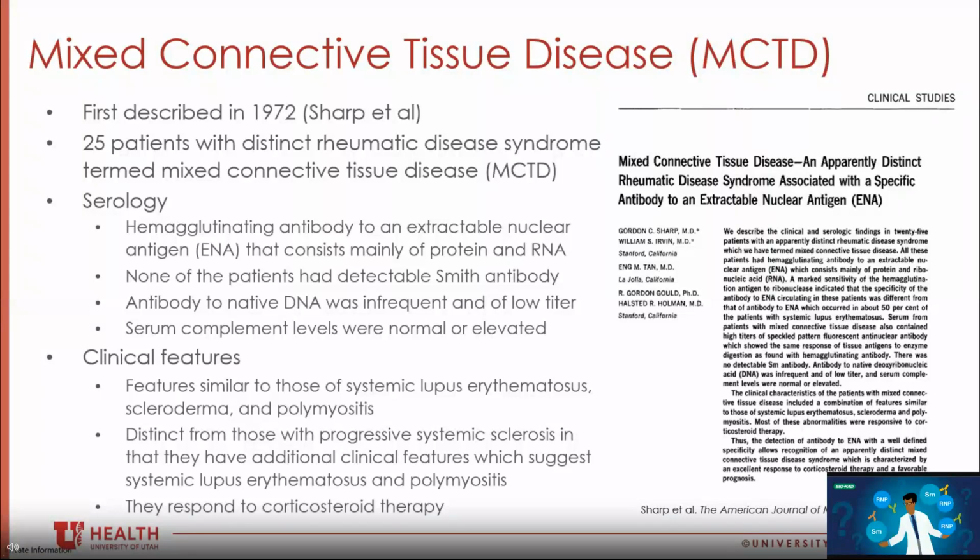Patients had high titer ANA with a speckled pattern, but none of them had detectable Smith antibodies, and antibodies to native double-stranded DNA were rare and of a low titer when present. Complement levels were elevated or normal in this group of patients, and clinically the patients demonstrated a combination of symptoms similar to those observed in systemic sclerosis, systemic lupus erythematosus, and myositis. And these patients were also found to be responsive to corticosteroids and to have a favorable prognosis.